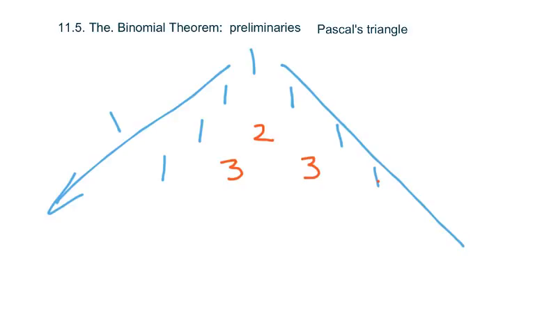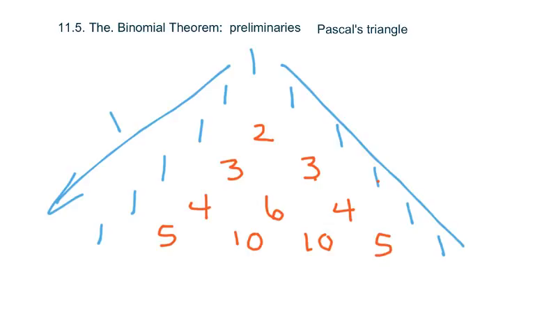Now let's do it again. Put the 1 here and the 1 here, and we're going to add 1 plus 3 is 4, 3 plus 3 is 6, 3 plus 1 is 4, and we're going to do it again until I have no more room. You can go on forever. 1 plus 4 is 5. 4 plus 6 is 10. 10, 5. We'll do it one more time.